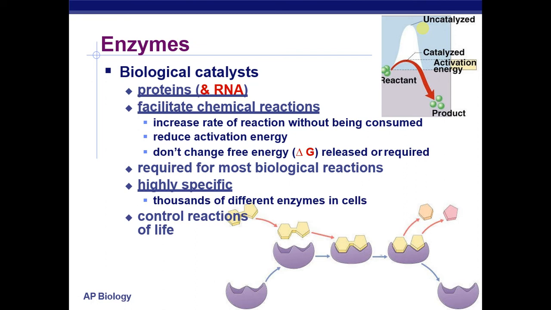And they are required for almost all chemical reactions in your body, which is crazy. Another thing is that they're highly specific. There are thousands and thousands of different enzymes in each and every cell controlling the reactions of life. They are very specific for what chemical reactions they can catalyze, they can work on. So each different chemical reaction will most likely need a different enzyme catalyst.